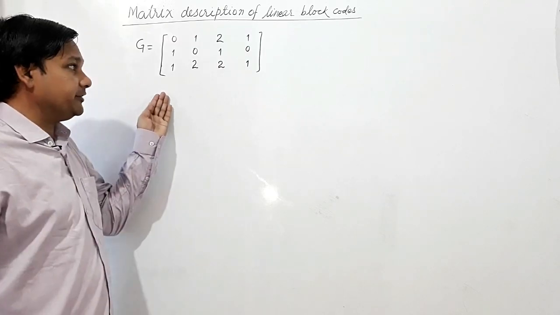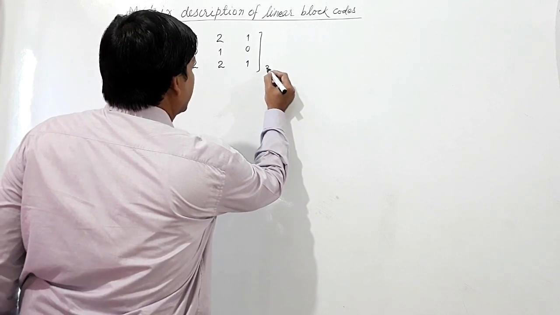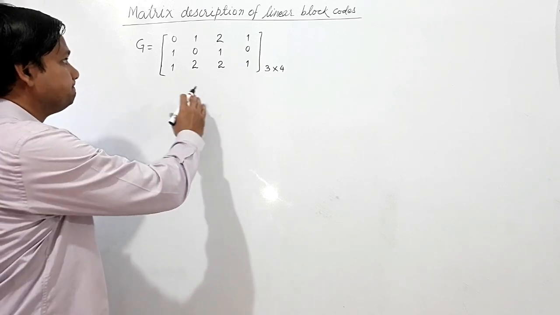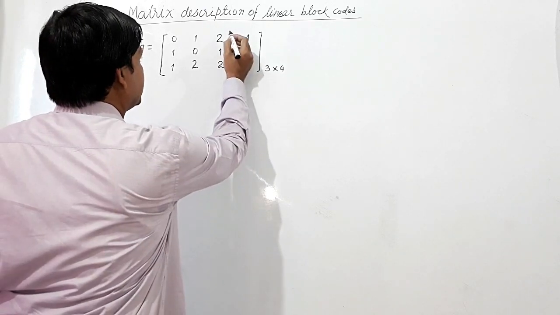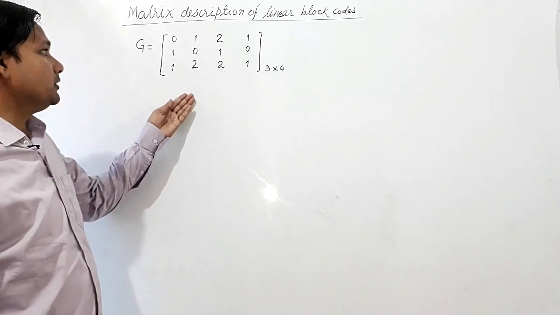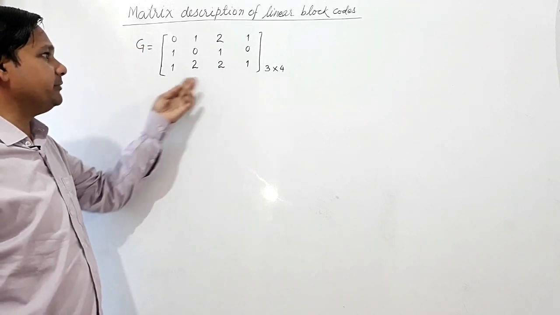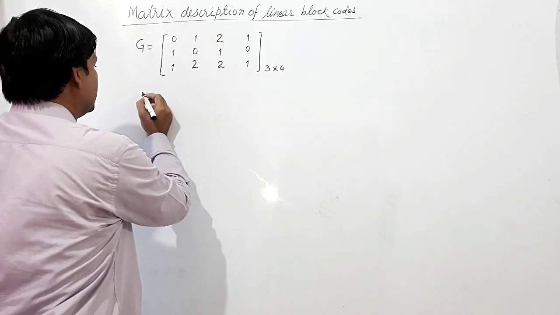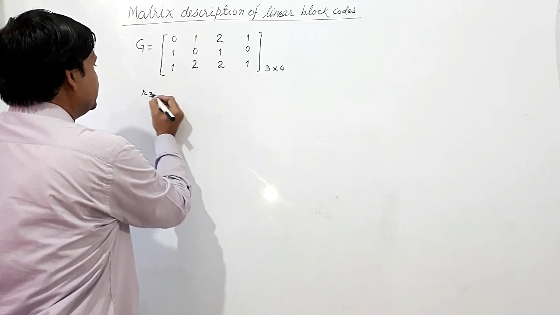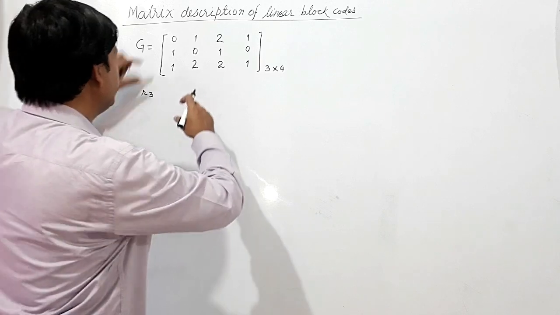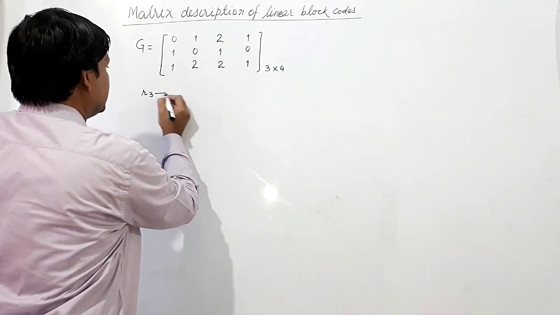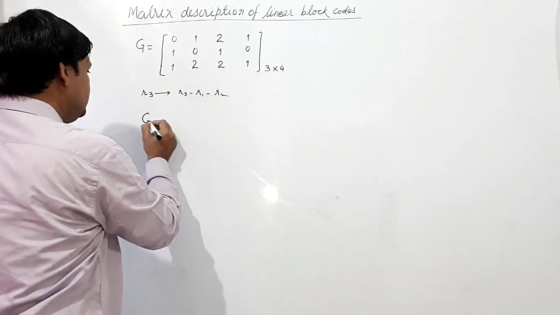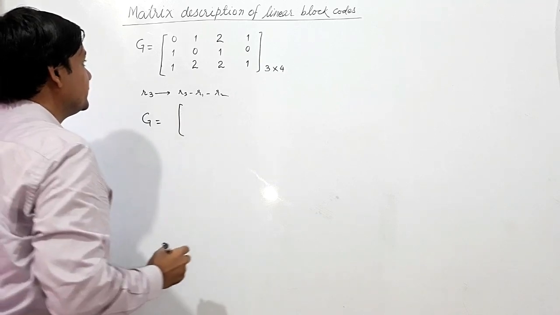This is another generator matrix of order 3 by 4. Here, this is not in the form of I P because no identity matrix is here. So we shall have to convert it. Now, I will see here R3 can be replaced by R3 minus R1 minus R2. So G will be here.